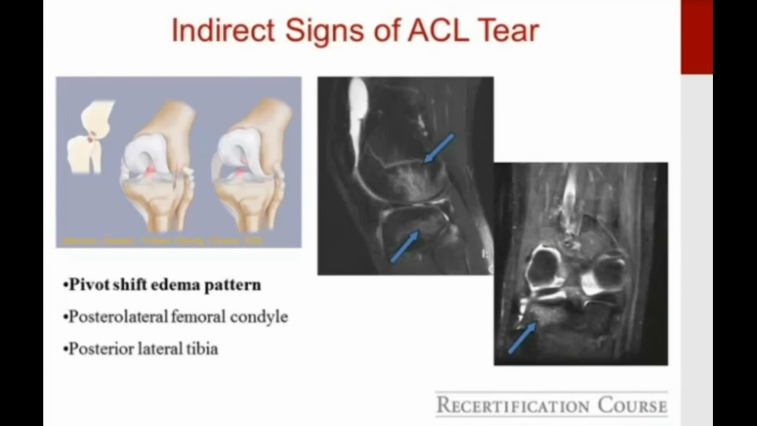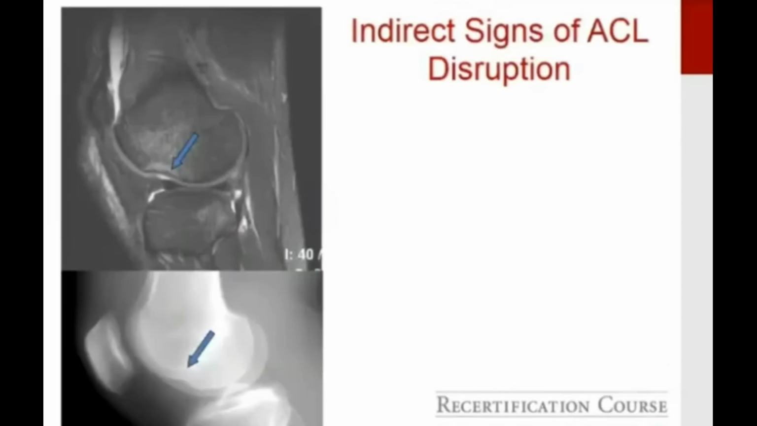With the pivot shift bone contusion pattern, we have anterior tibial translation. We get impaction of the femur against the lateral femoral condyle, with bone contusions of the lateral femoral condyle and posterior tibia. So they could show this in the sagittal or coronal imaging plane and then ask questions regarding the appropriate treatment or follow-up for ACL injury.